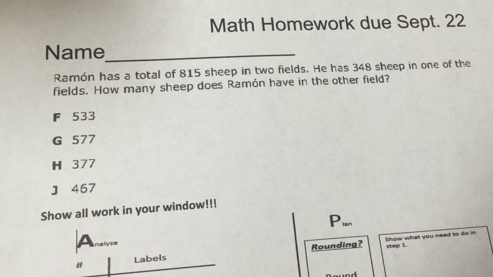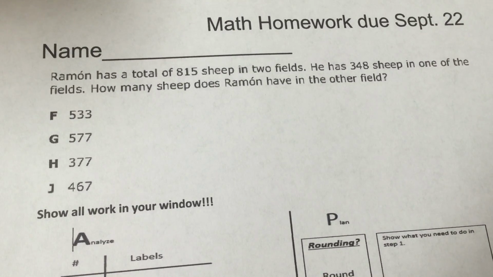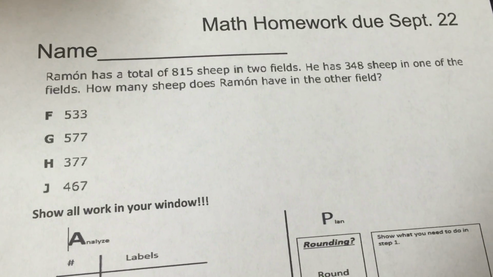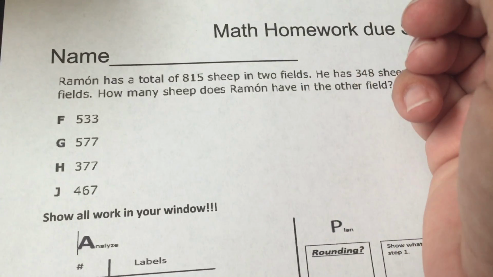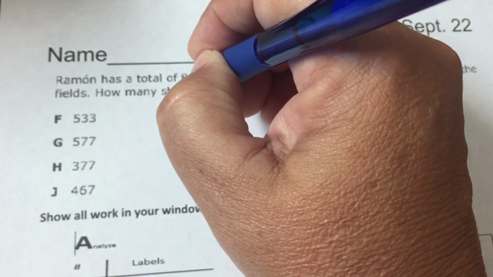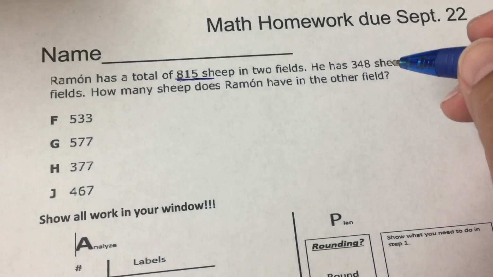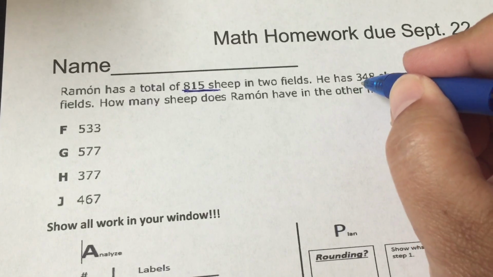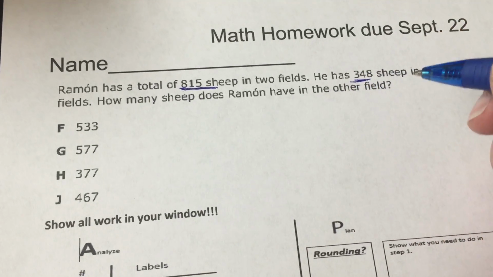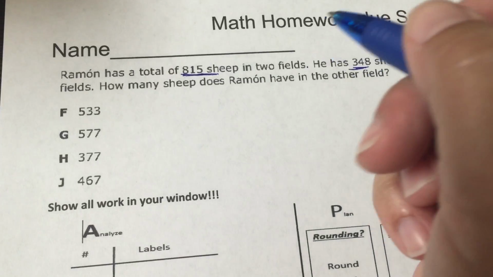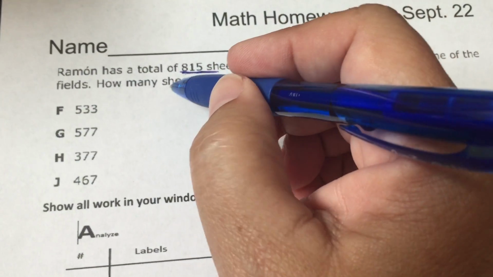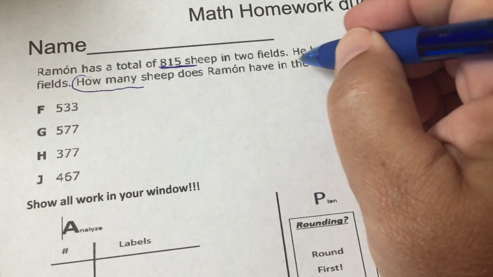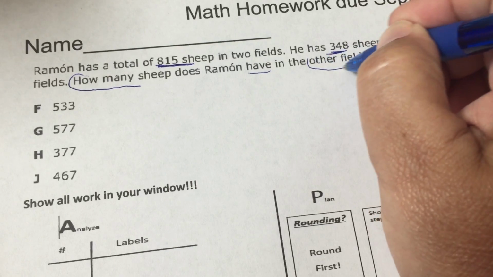Well, most of the time students will read that and have no idea what's going on because they just kind of ran through it. So then we're going to go back and find our important information. And we know that 815 sheep in one of the 2 fields is important. We also know that the 348 is important. And there's something else that's really important that we have a tendency to forget about. We're looking for how many have in the other field.